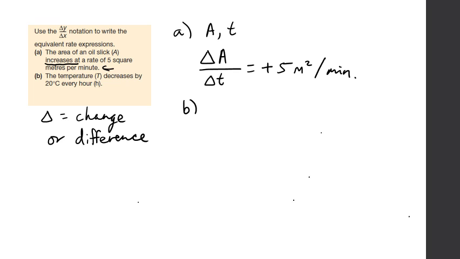If it decreases, then we need to make sure that we put a negative in. So we have, in this case, the temperature, which is a capital T. Be careful, capital T is different to a small t. And this is by time, so we'll use a small t. So same thing, change in temperature over the change in time. Now this says decreases, so put a negative, and then 20 degrees Celsius per hour.